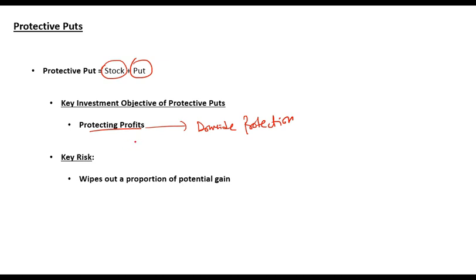How do you protect profits? You protect profit by not selling a call option. When you do not sell a call option, you have unlimited upside. And how do you protect downside? By having a put option which you can use to have a floor to your profits. Key risk: wipes out a proportion of potential gain. How does it wipe out a proportion of potential gain? Because you pay a premium to buy the put option. When you pay a premium, some of your gain goes into that premium.